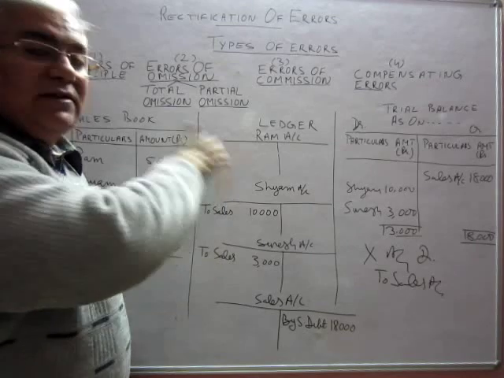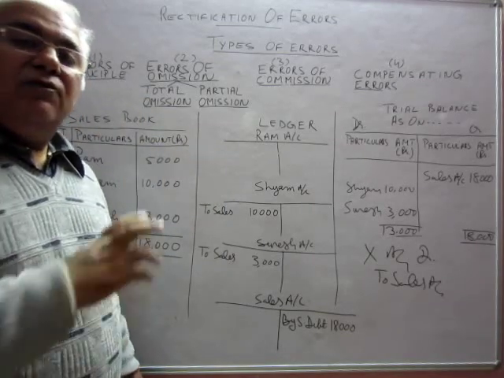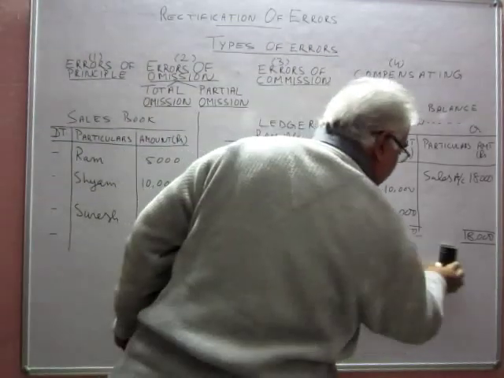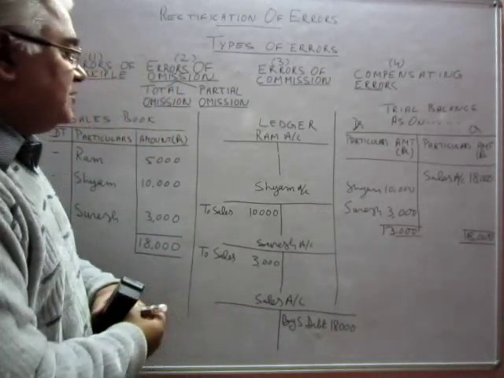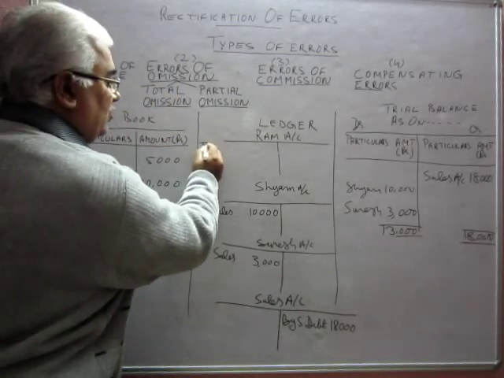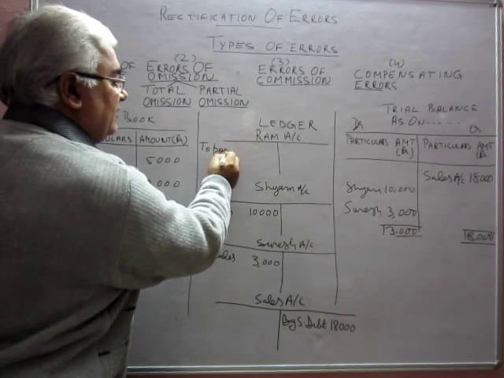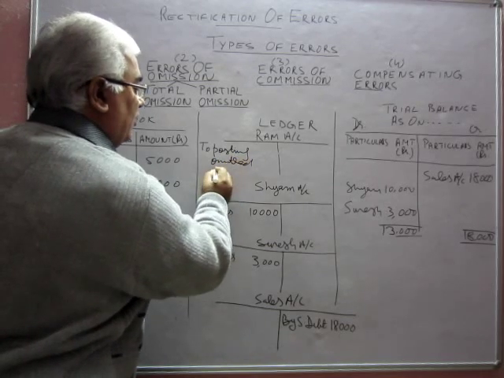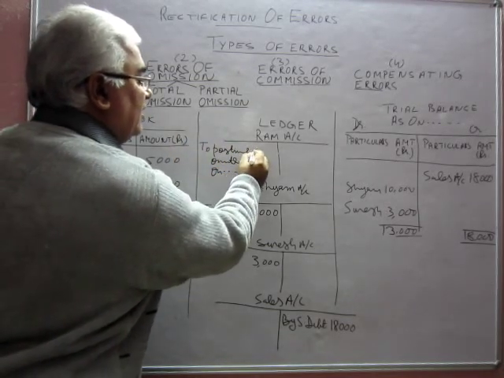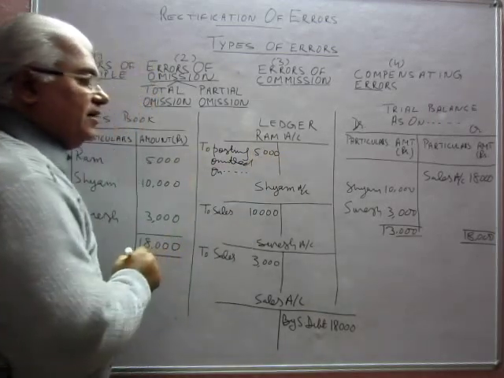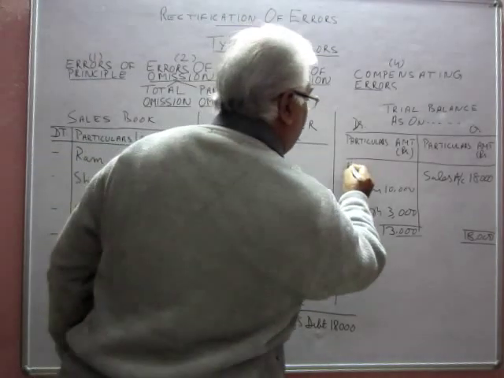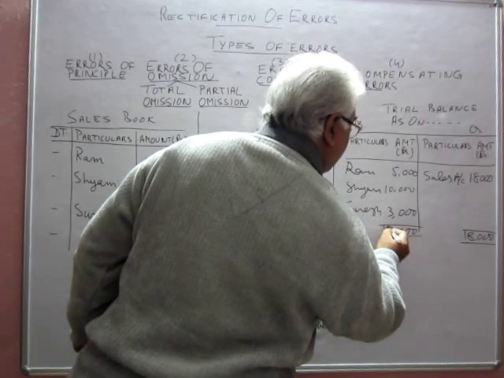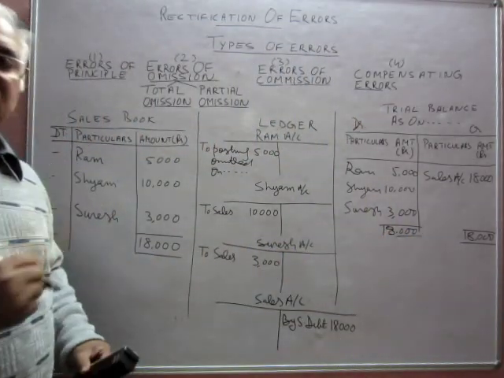That's why our trial balance is also not telling. Now how do we go about rectifying these errors? There are two ways of rectifying them. One is you simply write in Ram's account like this: posting omitted on this and this date, and you write the amount here. Okay? With this, his account will appear here and your trial balance will tally. This is one way of doing it.